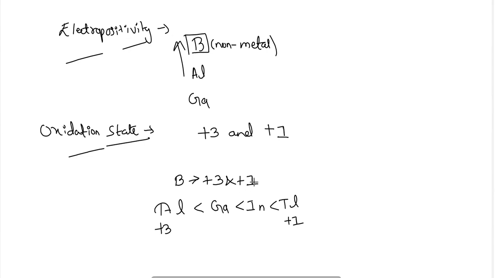Okay, so this was the trend for the elements present here in group number 13. In the next class, we will continue with the chemical reactions or the chemical properties of the group number 13 elements. So for today, I am closing the class here. In the next class, we will continue with some more properties. So thank you.